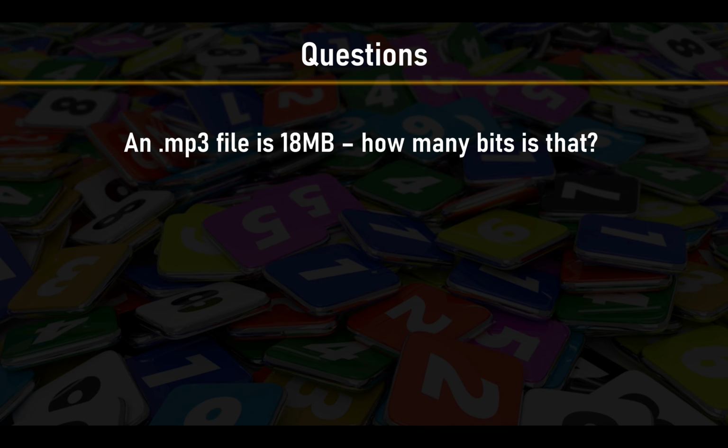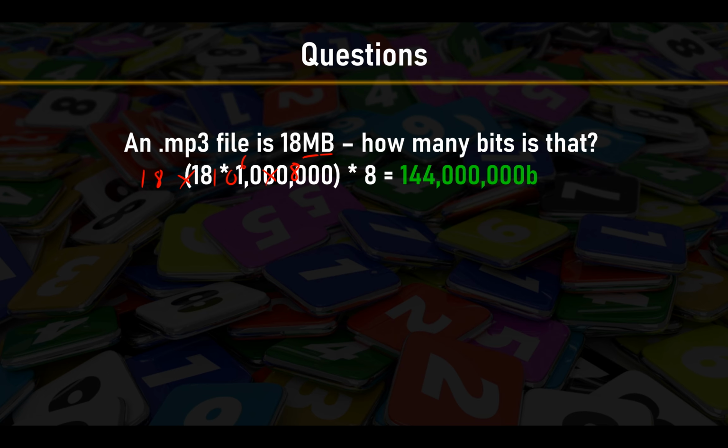Alright, so let's look at another example. An MP3 file is 18 megabytes. How many bits is that? Maybe pause the video and have a go yourself. What you want to think is, it's going to be 18 times 1 million. Let's write 1 million as 10 to the power of 6. Then since this is bytes, to convert to bits we need to multiply by 8. If we do that, we get 144 million bits.